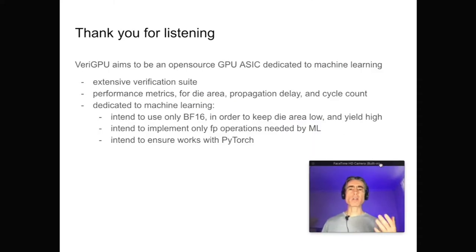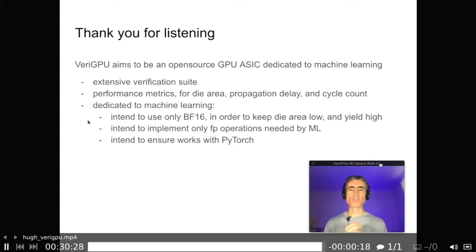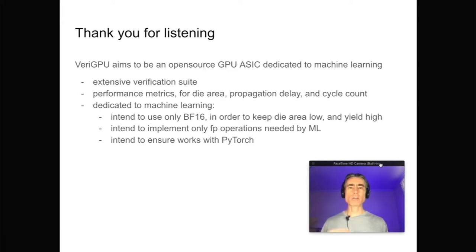VeriGPU aims to be an open source GPU ASIC dedicated to machine learning. It's got an extensive verification suite, like unit tests, integration tests, etc. We're calculating performance metrics for die area, propagation delay, and cycle count, and it's dedicated to machine learning. So we intend to use only BFloat16 in order to keep the die area low and the yield high. We intend to implement only floating point operations needed by ML, and we intend to ensure that it works with PyTorch.